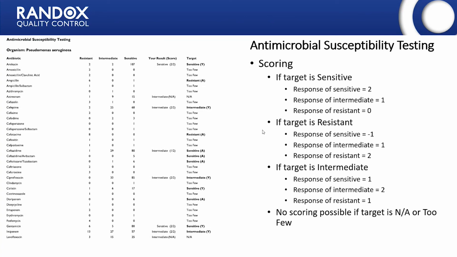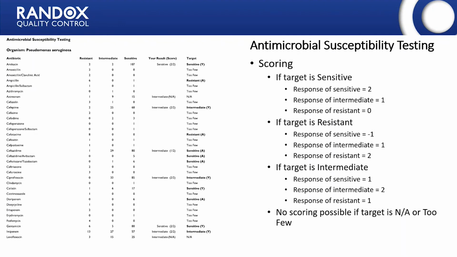Slightly different if it's a resistant organism. If we're providing an organism which is resistant to that antibiotic, and they're saying it's susceptible, then they'll get a score of -1. If they agree and it's resistant, they'll get a score of 2 because it's correct. And if it's intermediate, then it's a score of 1. Slightly different again for an intermediate target, where intermediate is 2, and you'll have a score of 1 for each of the 2 other reported results.